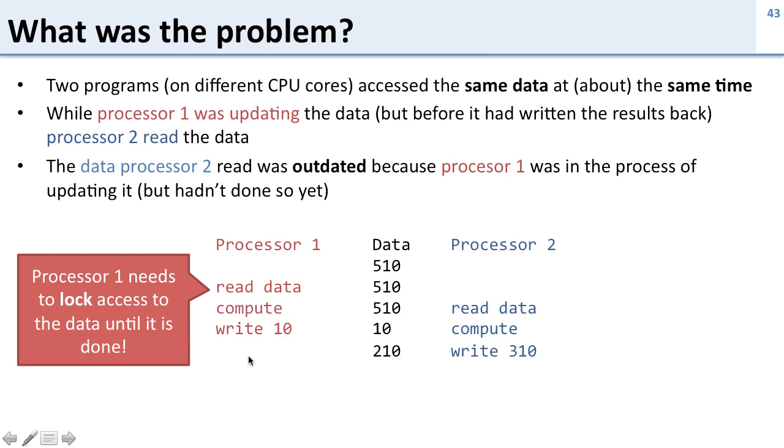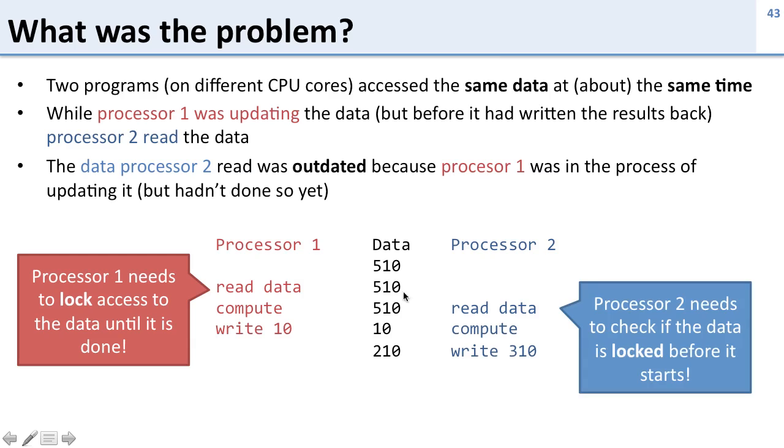So what we need to do here is processor 1 needs to lock access to the data. So we need some way for processor 1 to say, I'm using this data, nobody else can change it. And when processor 2 starts, it needs to check, is anyone using this data, so do I have to wait? And this is called a lock.